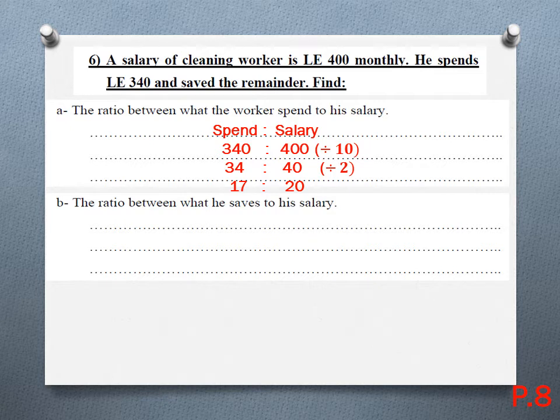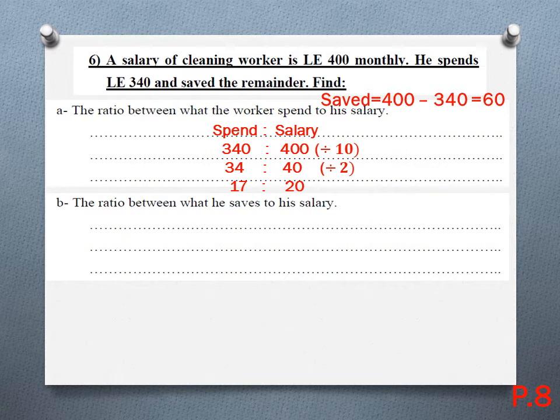The ratio between what he saves to his salary. Did you know how much he saved? I need to find the amount saved, the remainder from his salary after he spent 340. How can I find it? Saves equal 400, which is the salary, minus what he spent, 340. It equals 60. 60 LE, this is the amount of what he saved.